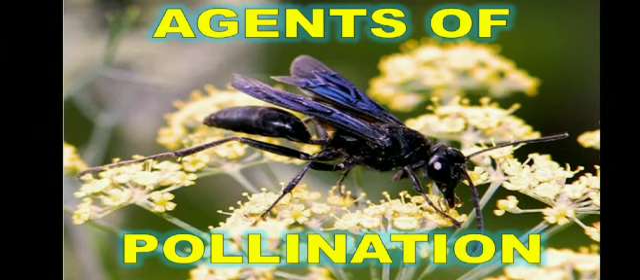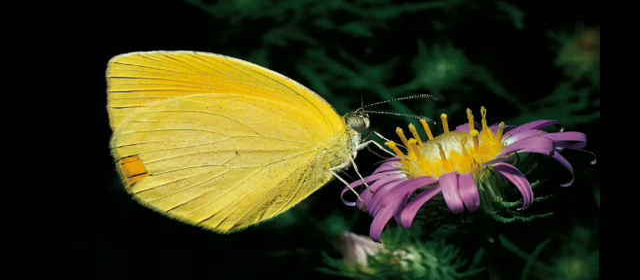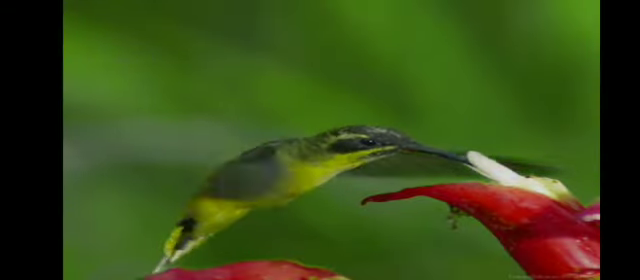Before that, we'll see who are the agents of pollination. The first one is the butterfly. The yellow color stick-like structures which have the cup-shaped pollen grains are sucked by the butterflies, and it acts as an agent of pollination. It is also done by the birds and the insects. Pollination can also occur by the wind.